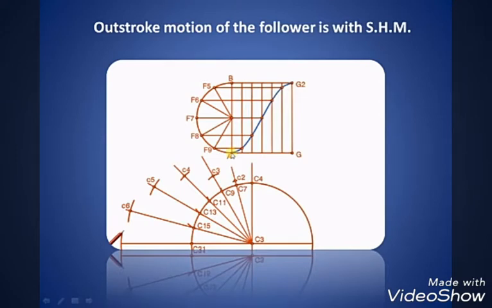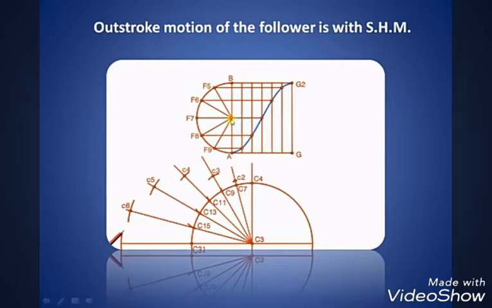So we know that the follower can move with uniform velocity, or with simple harmonic motion, or with uniform acceleration and retardation, or it can have the cycloidal motion. So here we have considered the outstroke or outward motion of the follower with simple harmonic motion as shown over here. So here this AG part represents that we have drawn this outstroke, that is theta O, with some suitable scale, and we have divided that particular distance of AG into 6 equal parts.